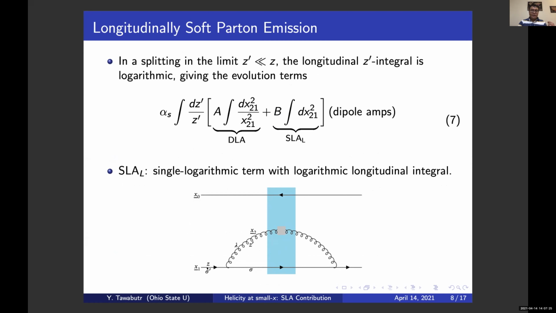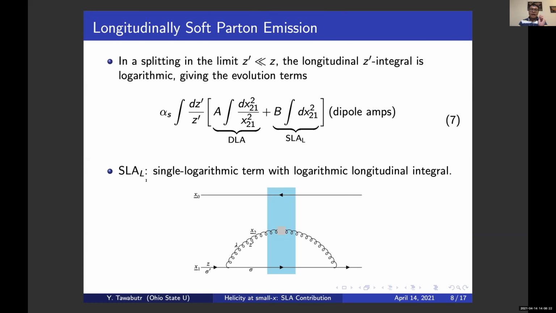So if you have the parent, in this case the parent quark, but it can be a parent gluon as well, if the parent has momentum fraction z, and it splits a parton with momentum fraction z prime, where z prime is much less than z. When this is the case, we are guaranteed that the longitudinal integral in the kernel is logarithmic. But for the transverse integral, we have to pick the proper subregion in the transverse phase space to get the logarithmic or non-logarithmic integral. So this means that the soft parton emission gives us a double logarithmic term and a type of single logarithmic term whose longitudinal integral is logarithmic. For such terms, we call them SLAL, or single logarithmic longitudinal, for obvious reason.